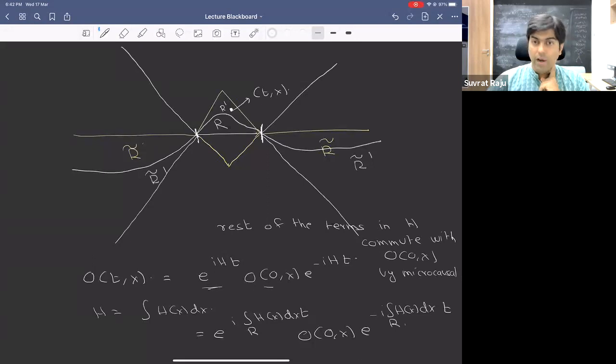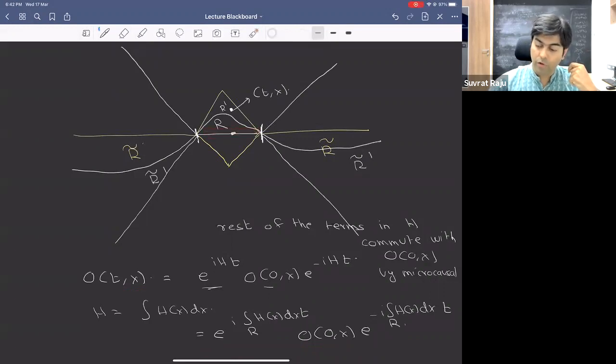And therefore, I can evolve operators from this point to this point using only this reduced Hamiltonian. But if you now stare at this formula that you have here, you see that this formula is a product of 3 operators, all of which are in the operator algebra of this base R. And therefore, it tells you that this operator O of T, x, in fact, can also be reduced to the operator algebra of the base R.